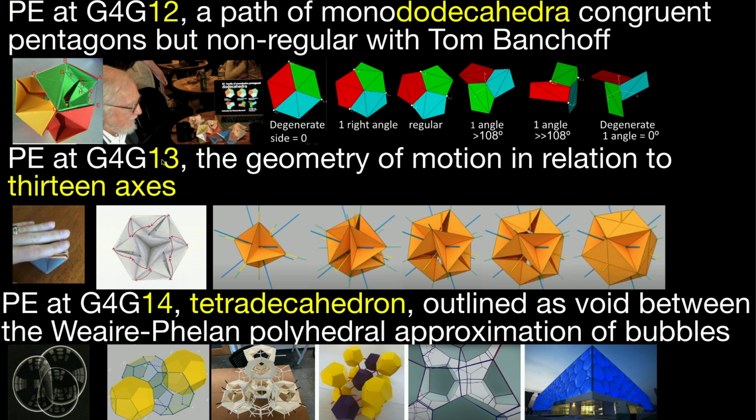At 13, I looked at geometry of motion in relation to 13 axes. At 14, we looked at the tetradecahedron, which is a 14-sided polyhedra, as a void in creating the Weaire-Phelan polyhedral approximation of bubbles. So now we're going to look at the art skills for solving problems by looking at, as an example, the 15 polymorphisms of the polymorphic elastegrity.